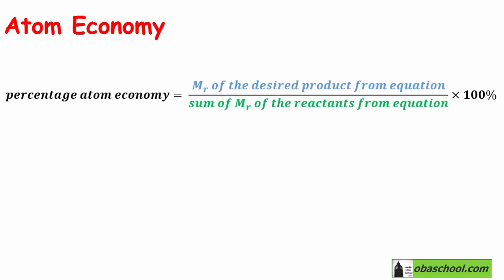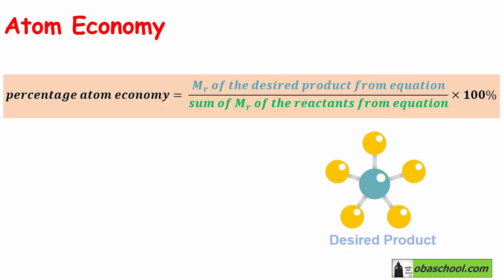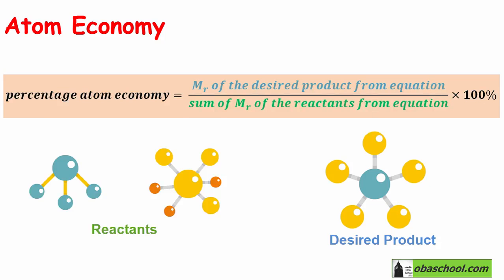This is the mathematical expression of the percentage atom economy. It's equal to the relative formula mass of the desired product from the equation, so Mr of the desired product, the product that the company wants to sell, divided by the sum of the relative formula masses of the reactants from the equation. So we will add the relative formula masses of all the reactants, times 100%. So again, the percentage atom economy is equal to the relative formula mass of the desired product from the equation divided by the sum of the relative formula masses of the reactants from the equation, times 100%.